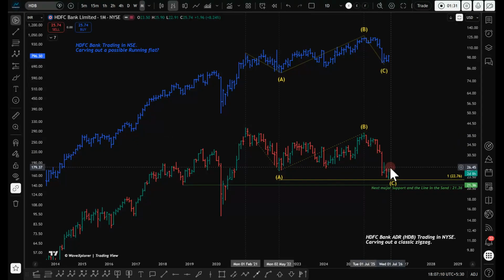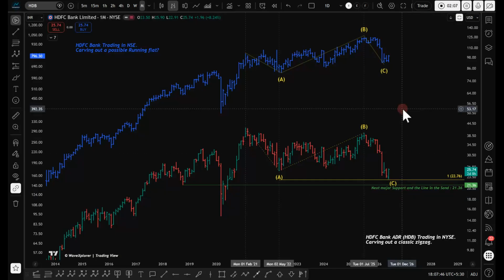We have just two trading sessions left in the month to see how this monthly candle closes, but as of now, it is printing a powerful bullish engulfing pattern right at the macro support. So if this 100% extension support breaks, the next major support and the line in the sand would be $21.36. If even this support breaks, then we'll have to reevaluate the count, and it would actually mean that a further deep correction might be in place.